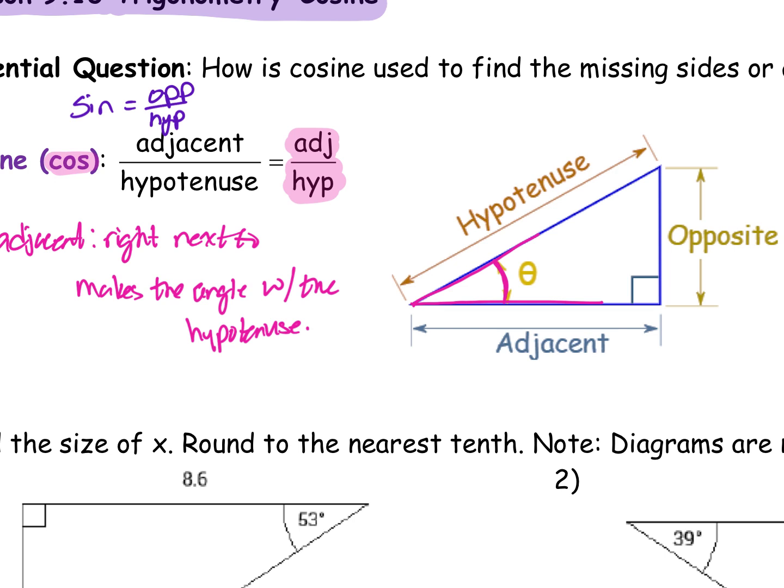I'm going to be looking at the two sides that make the angle. One will be the hypotenuse and one will be the adjacent side. Other than that, everything else is exactly the same, except instead of sine, I'm using cosine.